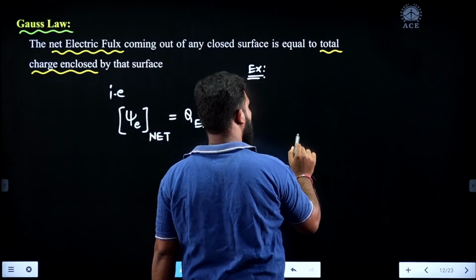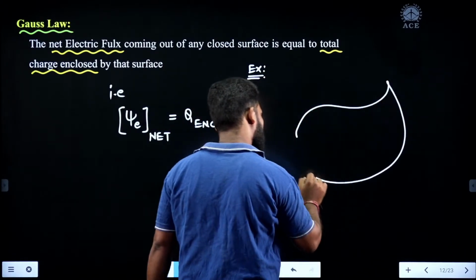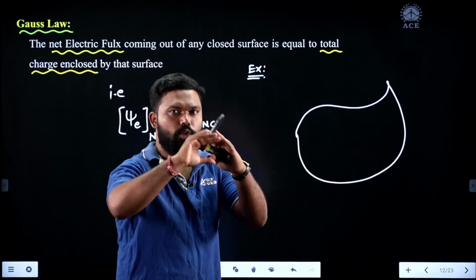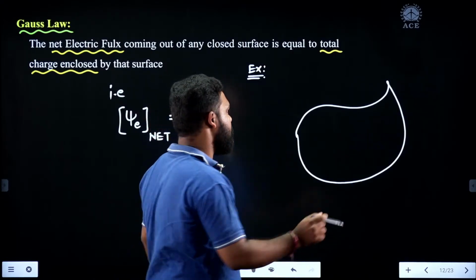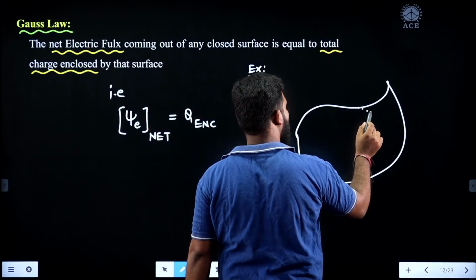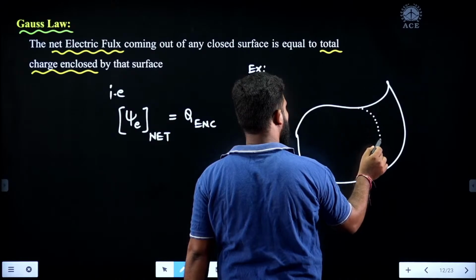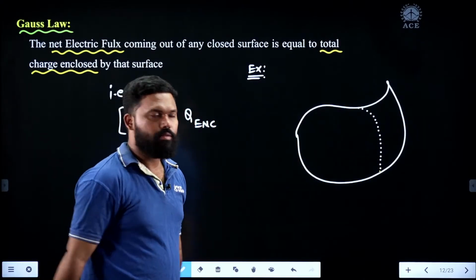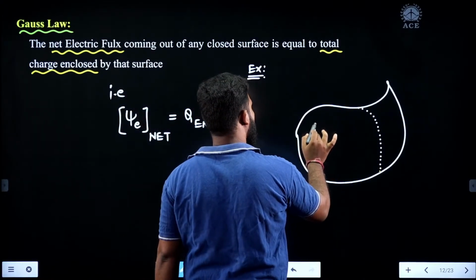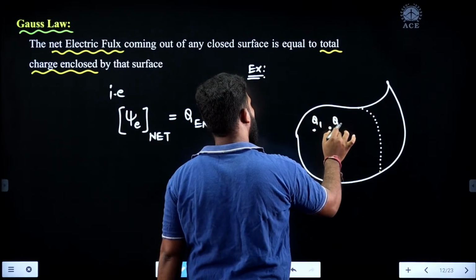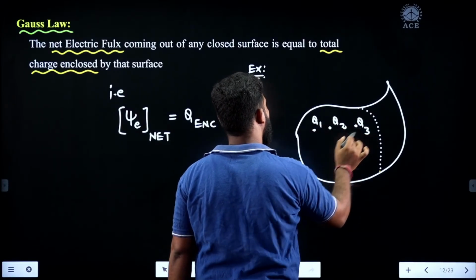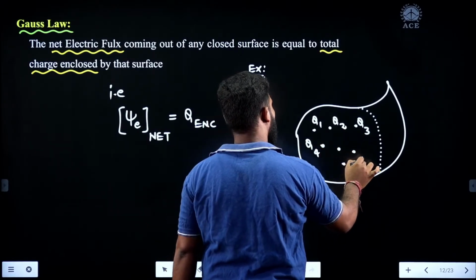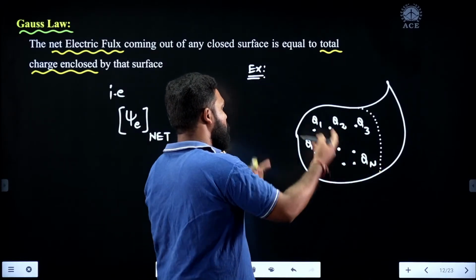Let us consider a closed surface, something like a mango, something like a balloon, isn't it? It is a closed surface. Inside this one, let me put some dots here. Why am I putting these dots? To create the feel that it is three-dimensional. Fine. Inside this one there are charges: Q1, Q2, Q3, Q4, and so on up to Qn.